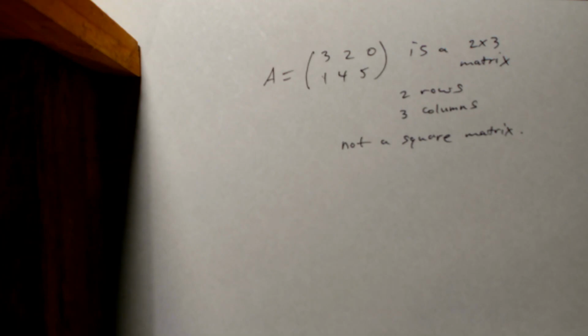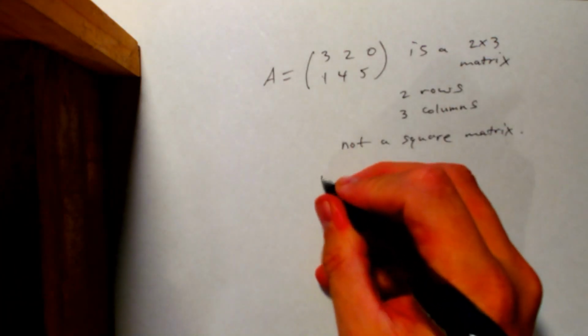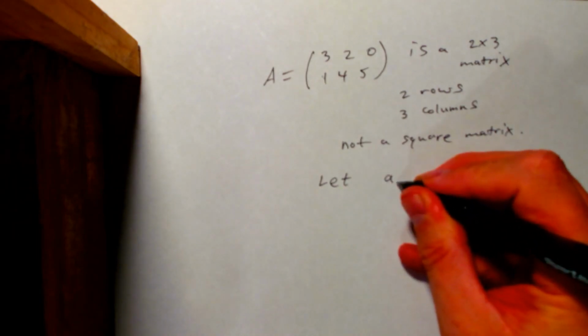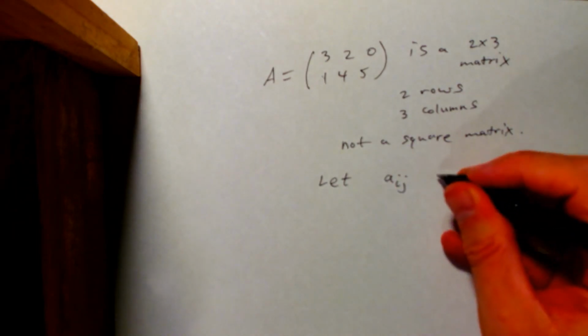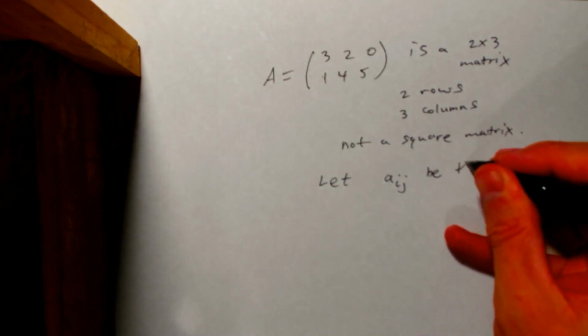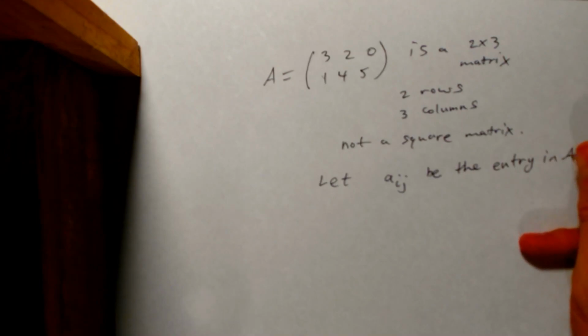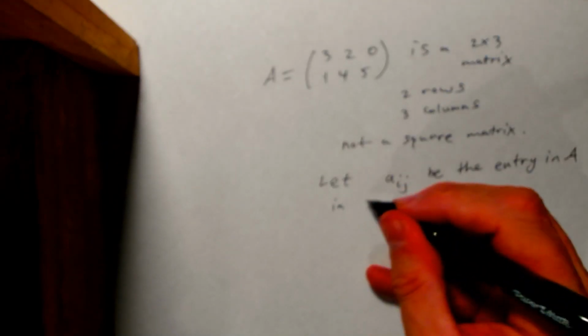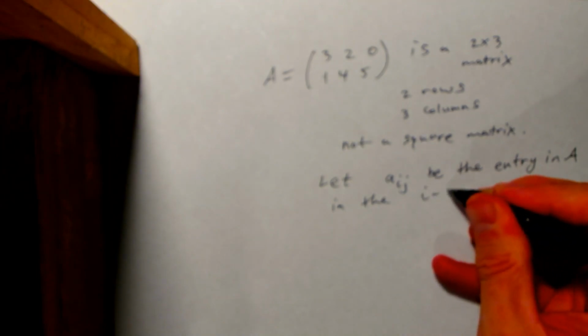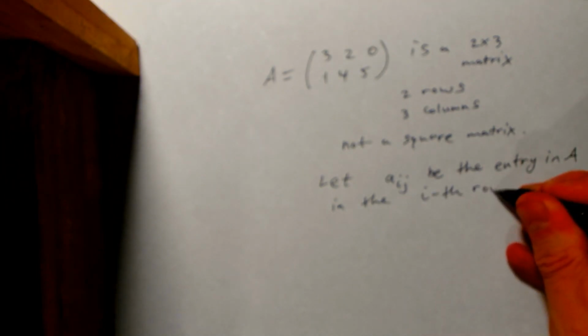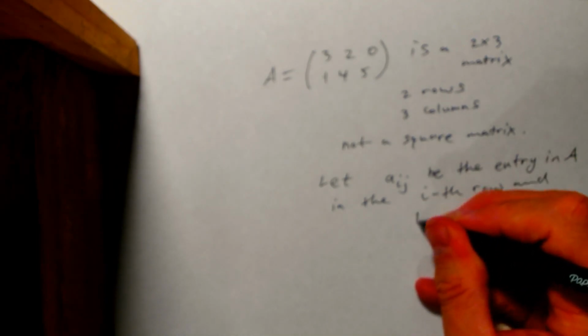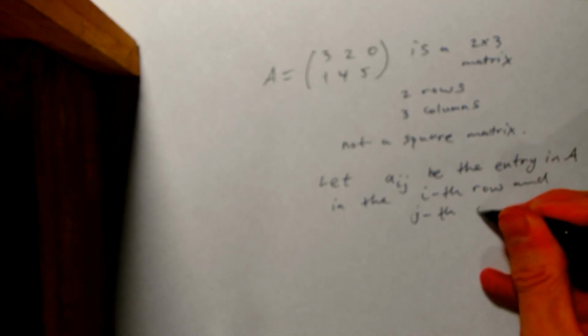Okay, now one way to abbreviate the entries here is to say let A subscript ij be the entry in the matrix A in the ith row and the jth column.